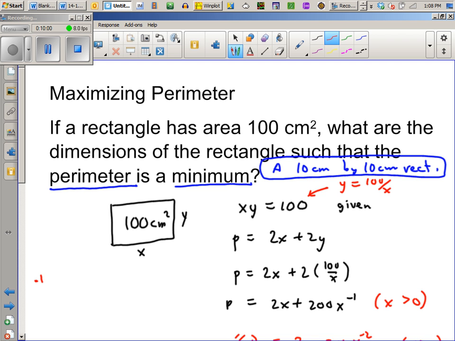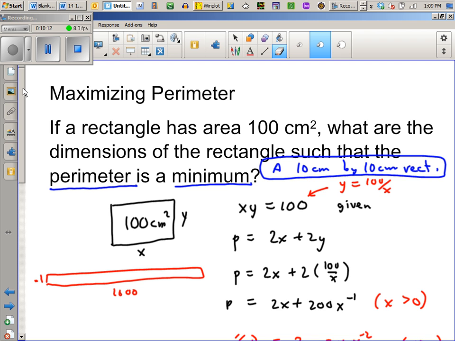I could make this 0.1, and make the length 1,000, and the perimeter is now 2,000 and 0.2. See, so the perimeter keeps going up and up and up. It would be a trick question, and you would need to know that. But the calculus will tell you all that if you do a sign chart in the end.